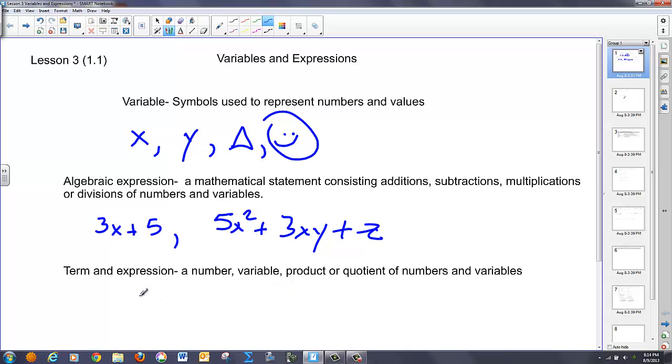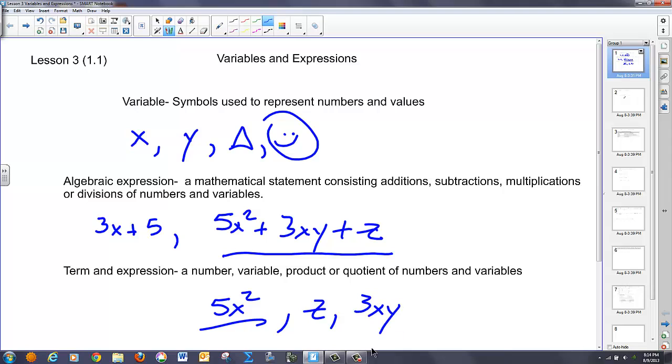An example of a term in an expression is a number, variable, or a product or quotient of numbers and variables. So, for instance, in this above expression, 5x squared is one term in that expression. Z is another term in that expression. 3xy is another term in that expression. So this expression has three terms within it.